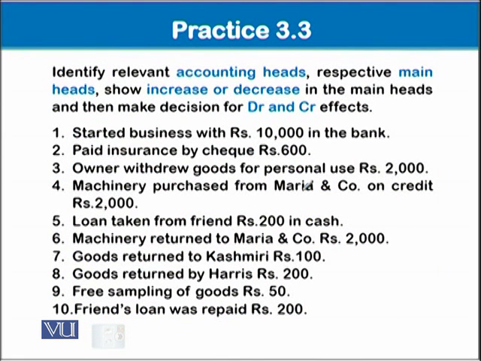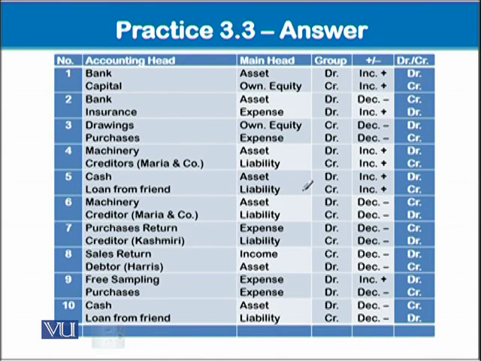Okay, and here we go for goods returned by Haris. Now Haris is returning goods to us. So when Haris is returning goods to us, what does it mean? It means that these are sales return. Since these are sales return, being returned from Haris, Haris was our debtor. So this debtor belonging to debit group is decreasing, therefore should be credited.